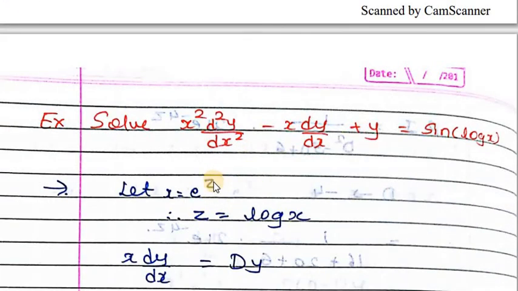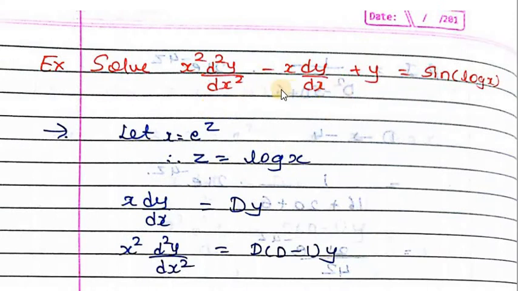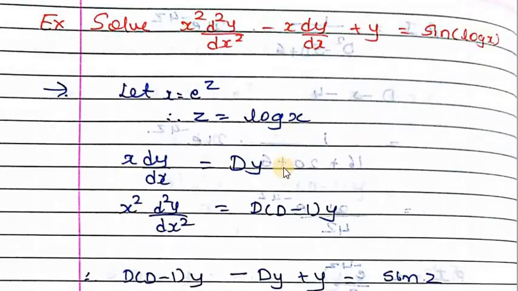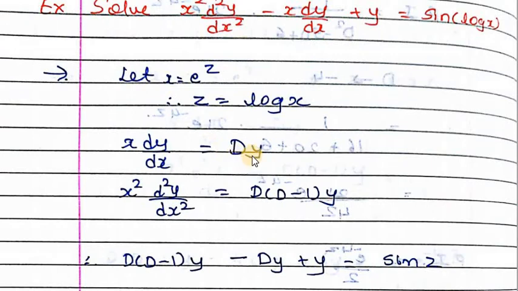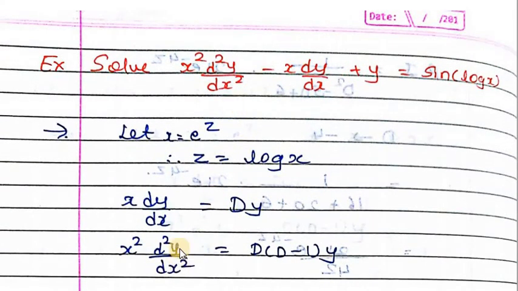Now we will see the second example, where we have to solve this differential equation. Again you can see that with dy by dx we have x raised to 1, and with the double derivative we have x square. So this is a Cauchy Euler differential equation. Now let x equal e raised to z, taking logarithm both sides we have z equals log x, and replacing x dy by dx by capital D y, x square d square y by dx square by D into D minus 1 y, and log x by z.